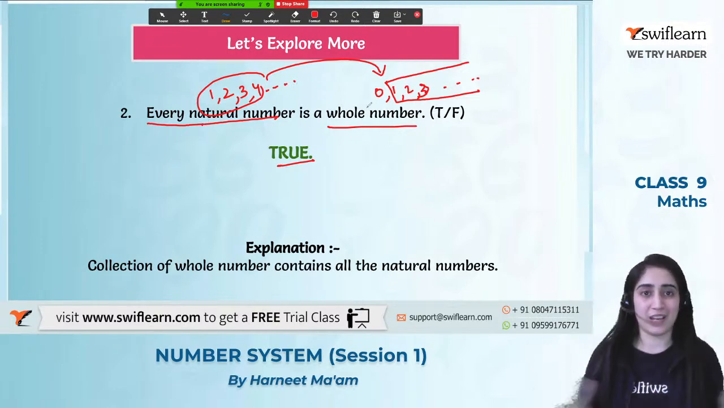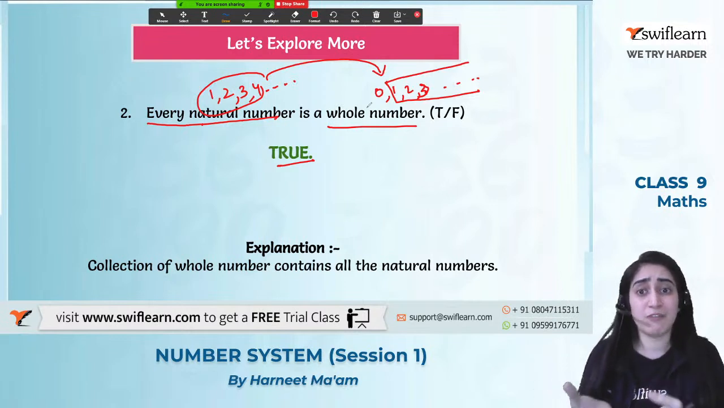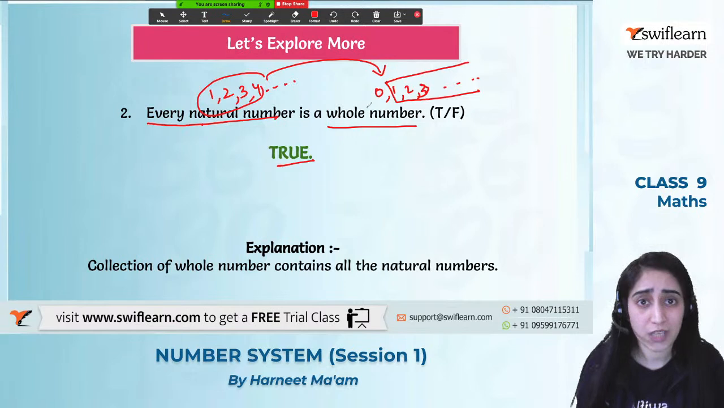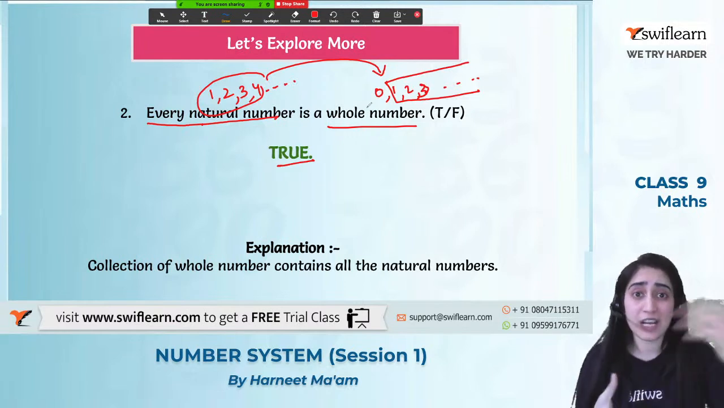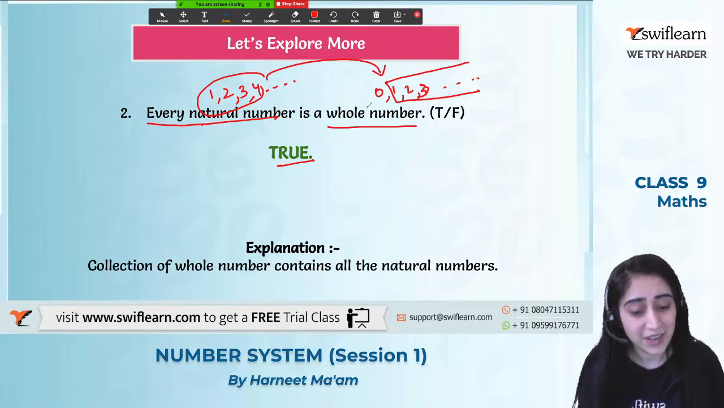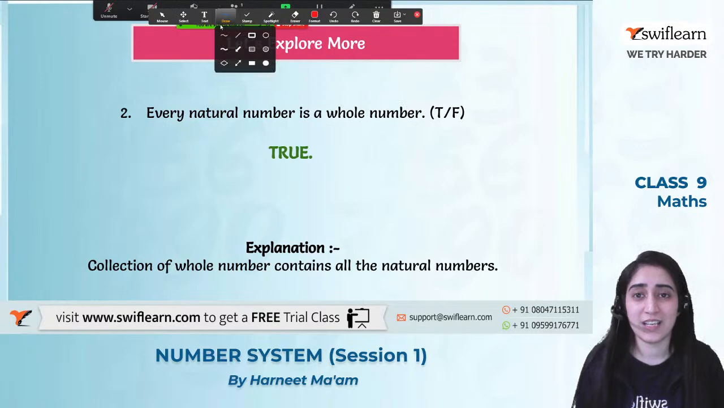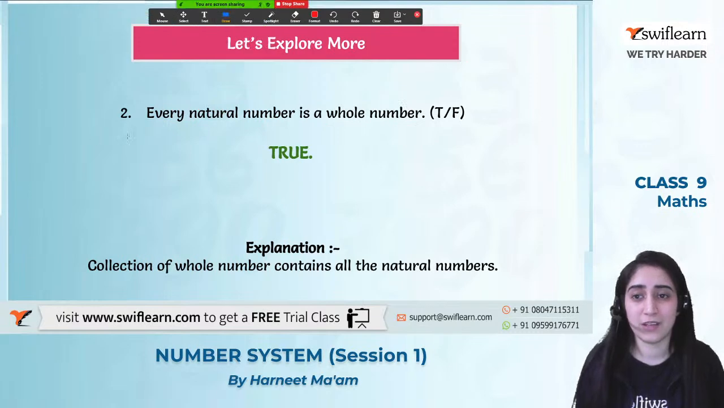I have a big bucket of whole numbers. So 0 is already there. It's fine. But if I ask you to take out the natural numbers, can you take them out? Yes. So every natural number is there in the bag of whole numbers. So that's true. Clear? Okay. Moving on to the next question. Let's see, are you able to do this? Let me cover it again.